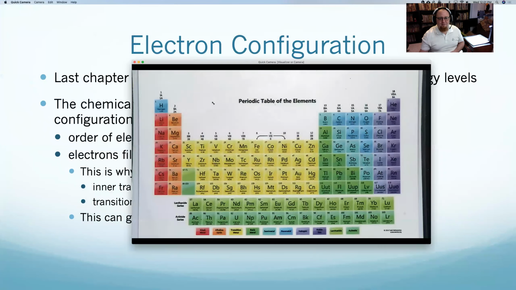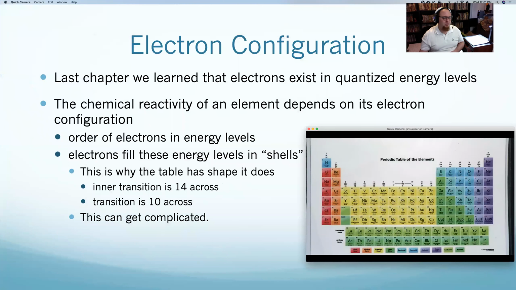There are different types of shells, some which can only hold 2 electrons, and that explains these guys here. Some that can hold 6 electrons, and that explains this shape here. Some that can hold 10 electrons, and that's this piece here. Some that can hold 14 electrons, and that's this here. Now, I'm not going to go into the details of the shells because it gets really complicated. That's for a full-size chem class.